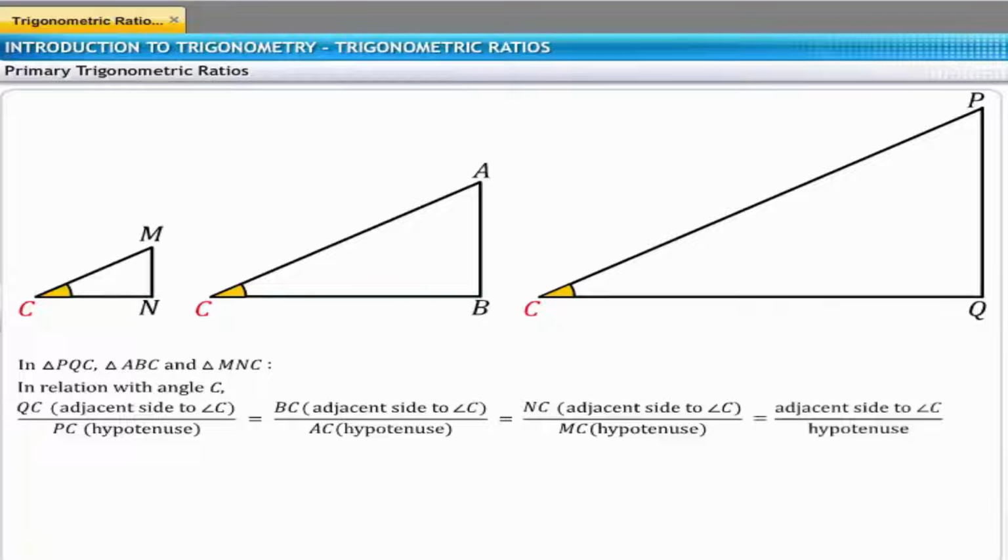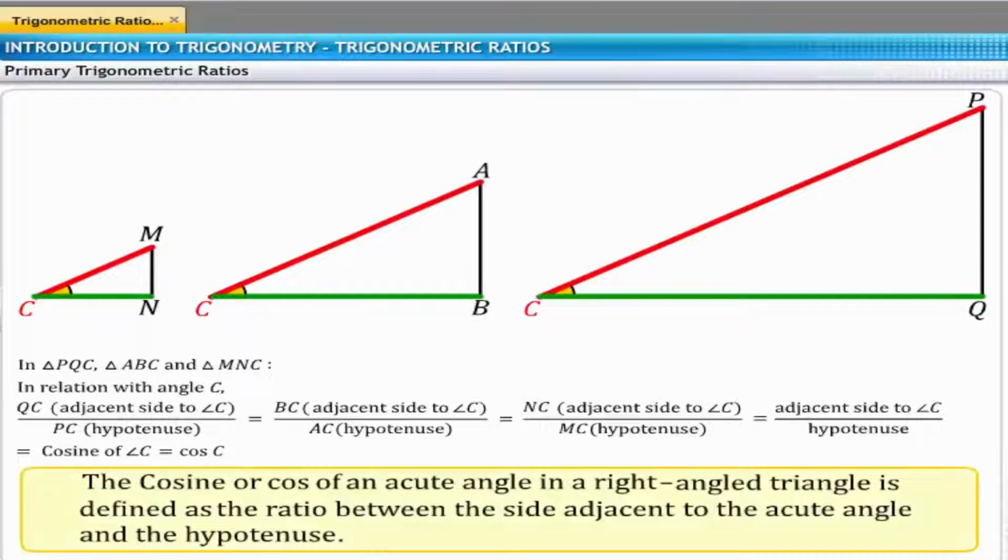The ratio of the adjacent sides and the hypotenuse is also constant. This constant ratio is named as the cosine of angle C. The cosine of angle C is written as cos C. The cosine or cos of an acute angle in a right-angled triangle is defined as the ratio of the side adjacent to the acute angle and the hypotenuse.